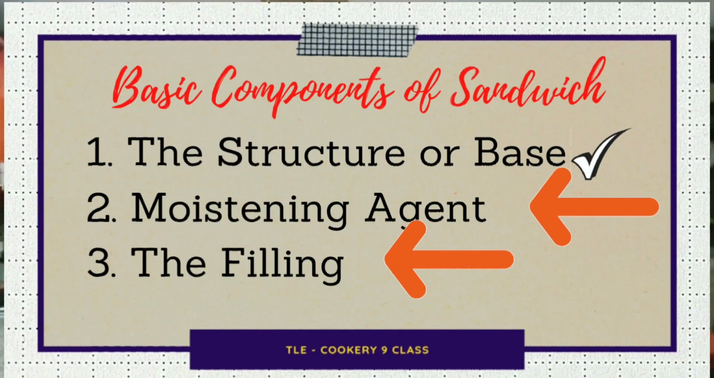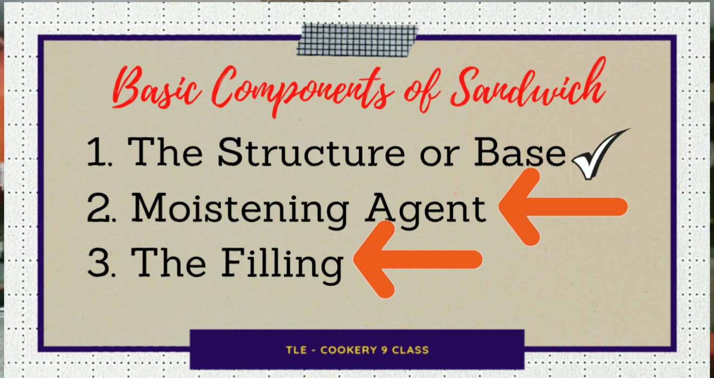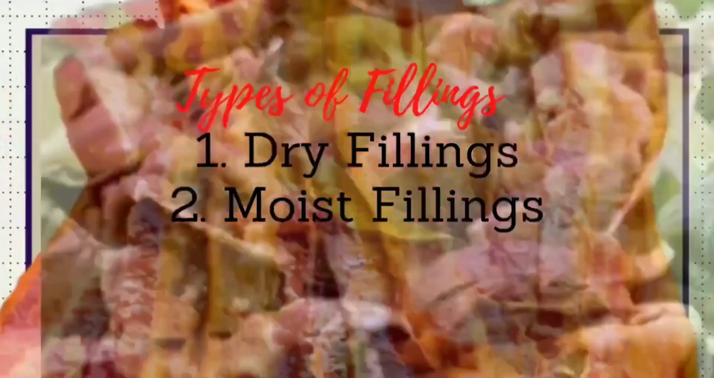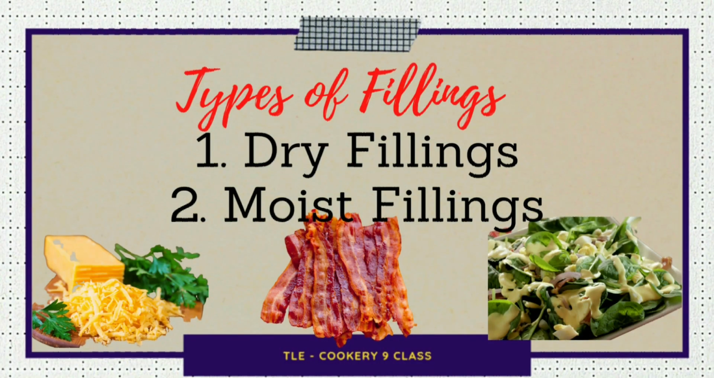To continue our lesson, I am now going to discuss the moistening agent and the filling. Let's have first the sandwich filling. It is the heart of the sandwich. It is placed between or on top of bread. It provides flavor and body to the sandwich. We have two types of fillings, the dry fillings and moist fillings.